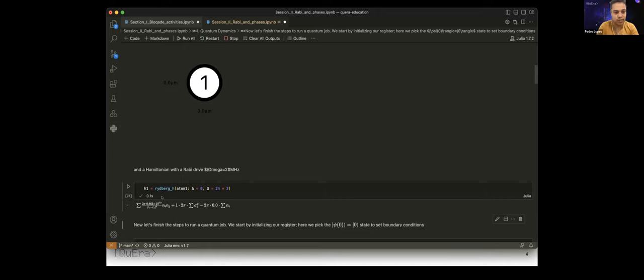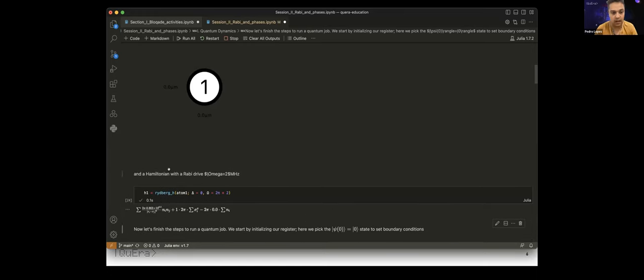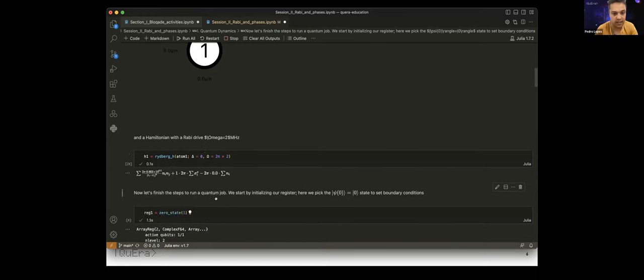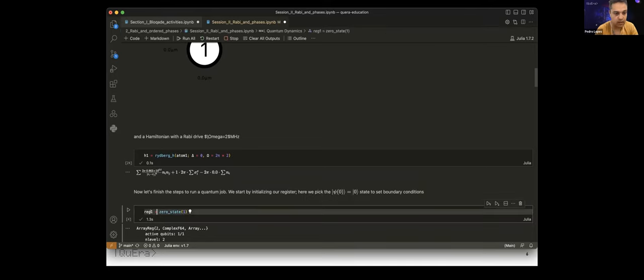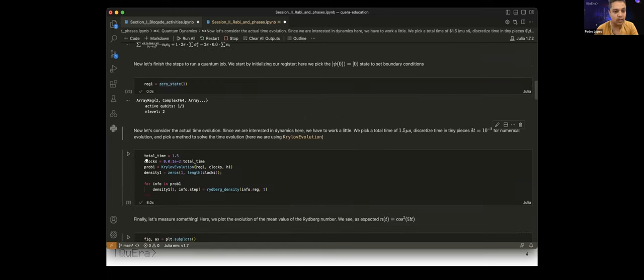it plots a cute algebraic equation for you so that you can double check if you got everything all right. And then we are going to run this job. So we're going to initialize a state. You're going to take a register. We're going to create that register. It's going to contain one qubit, and we're going to define it in the zero state. So here we go, very fast. And now we're going to do the evolution.